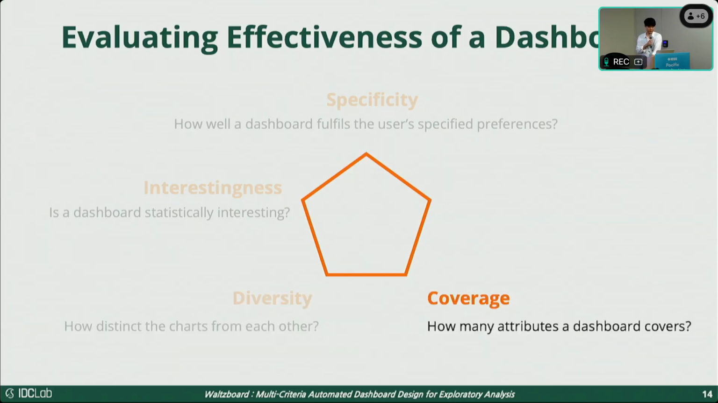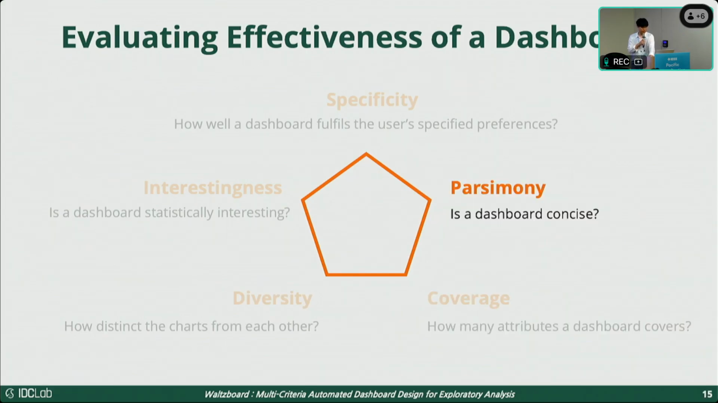Fourth is coverage, which asks how many attributes a dashboard covers. Especially in the initial stages of exploratory data analysis, users often want a broader overview of the data set. This measure tracks the proportion of data set attributes represented in the dashboard. Finally, we have parsimony. The question is simple: is a dashboard concise? Parsimony favors dashboards with fewer charts, ensuring glanceability and reducing complexity.